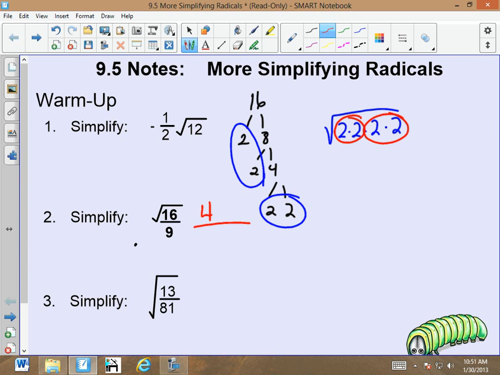What do I do with my 9? It just stays on bottom. It stays right there as 9. I can't do anything with it because it's just 9. It's not the square root of 9. If it was the square root of 9, I would have changed it to 3. Now, can 4 over 9 be reduced? Is there a number that goes into both 4 and 9 evenly? Nope. There's my answer, 4/9.